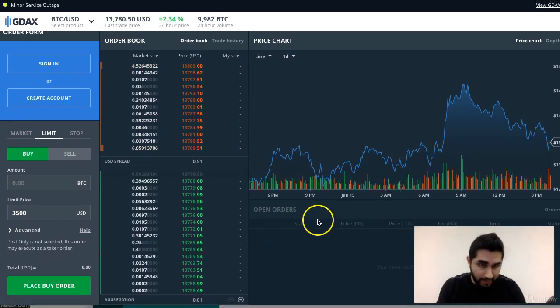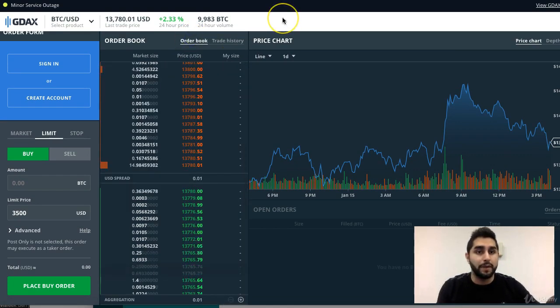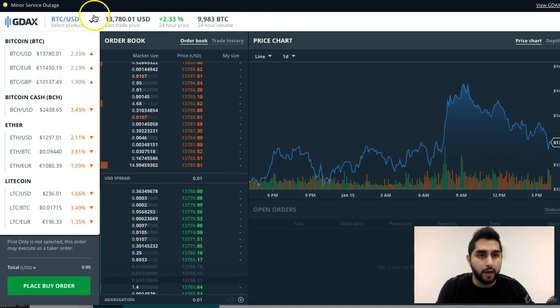You can keep track of your orders here. There's a trade history for your past orders and also the other transactions that are going on, what's actually been executed and at what price. This is also important to keep an eye on because then you can tell what direction the altcoin or the Bitcoin is going to move in. So I hope that helped a lot.